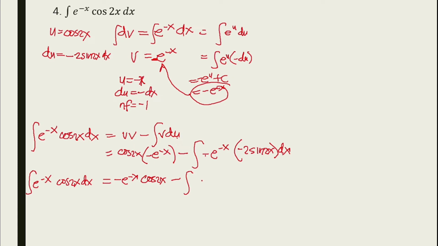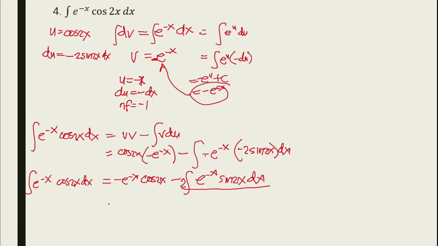So e raised to negative x, we have 2 e raised to negative x, extract this 2 here, move, then sine 2x dx. Alright, so still we could see that this is still the product of two kinds. So therefore we have to integrate it by parts again. So in this case we have to integrate it by parts.